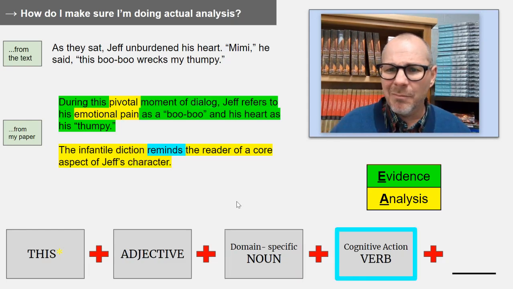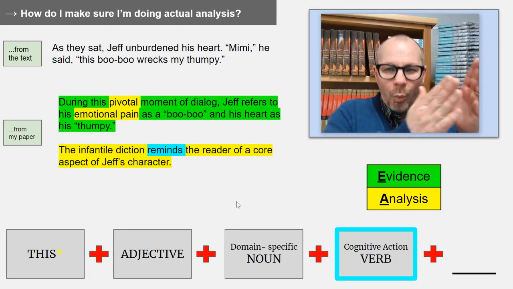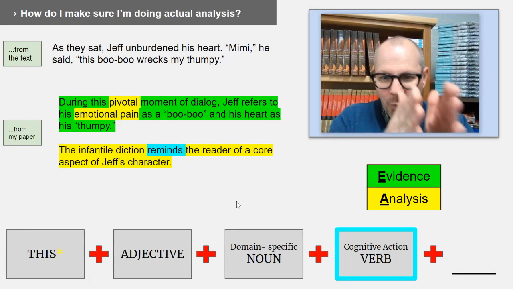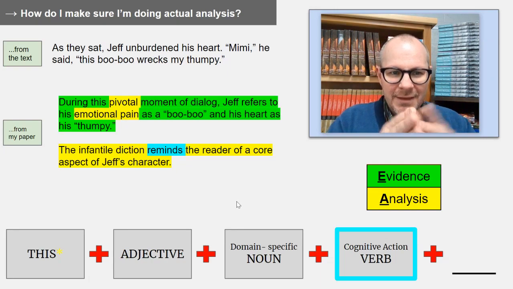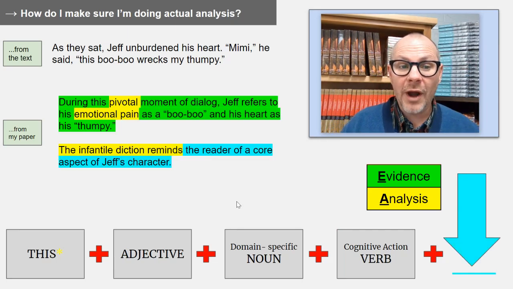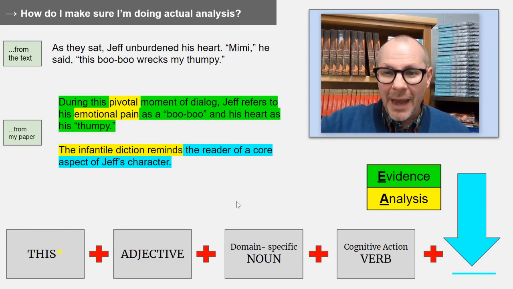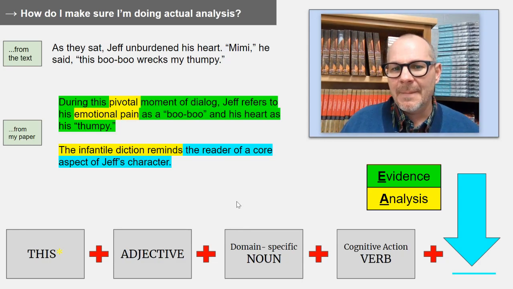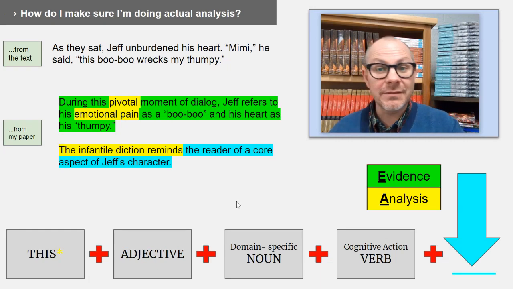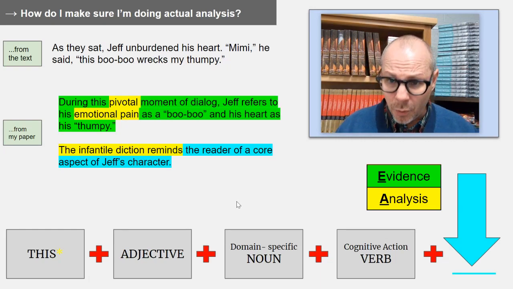And then next, most important, I love verbs. This is a simple one, reminds. But it shows that the work is doing something to the reader. The work is doing something. This infantile diction, the infantile diction reminds the reader of a core aspect of Jeff's character. So this little arrow here is really important as well, because a lot of times it's the reader. It could be the author. It could be other things that happen here, but it's the direct object that receives the action that happens.